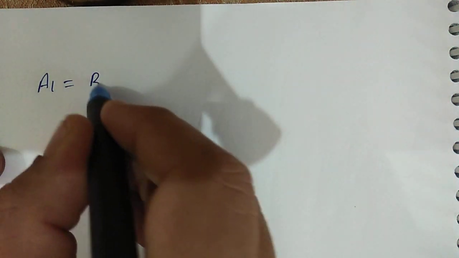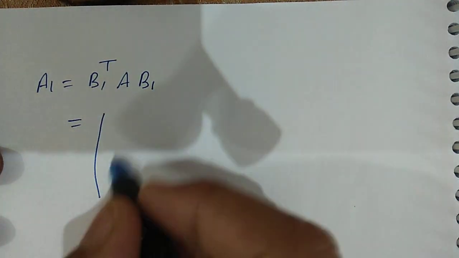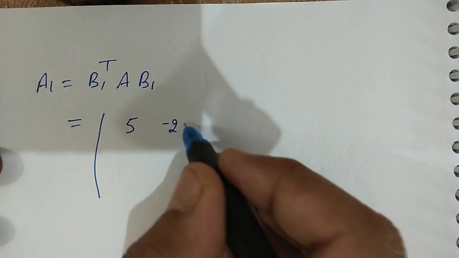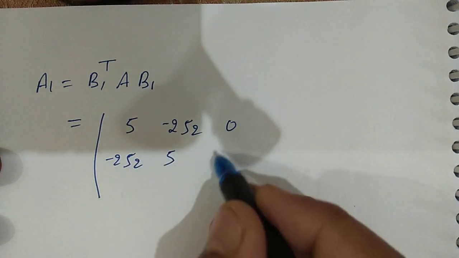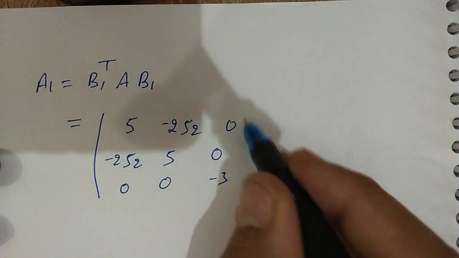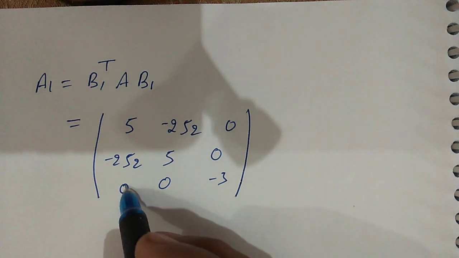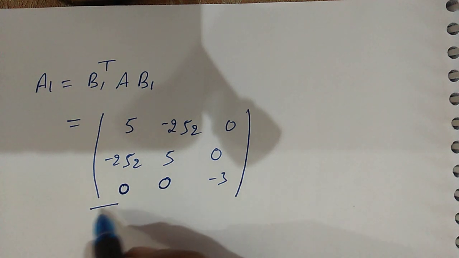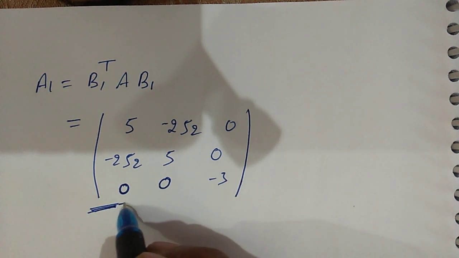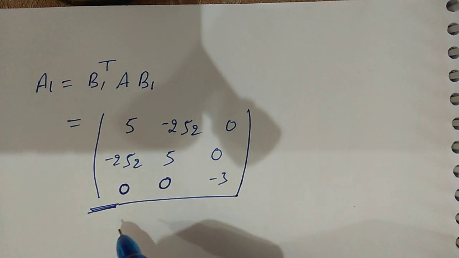If you simplify that, A1 equal to B1 transpose A B1, we get 5, minus 2 by root 2, 0, minus 2 by root 2, 5, 0, 0 0 minus 3. If you see this A1 matrix, this is not a diagonal matrix, and we need a diagonal matrix. So for that we go for the next iteration. This is the end of the first iteration. Now this is your matrix. We go for the second iteration.